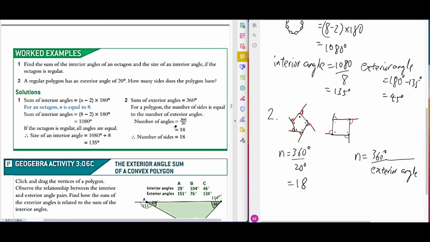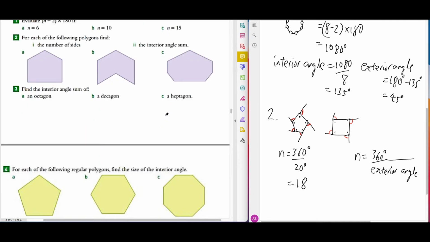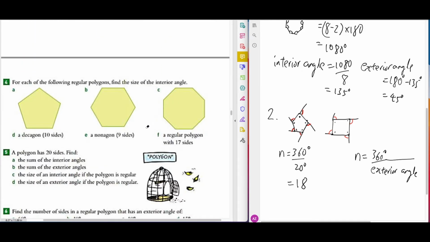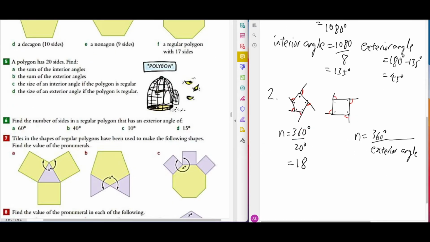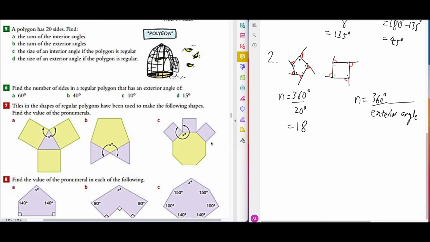Now I'm just going to go through some quick examples from the exercise just to make sure you fully understand what you learned today. Say for example, I'm going to pick one of the hard ones. Question 7: tiles in the shape of a regular polygon have been used to make the following shapes. Find the value of the prime numerals. Okay, let's just do 7b.